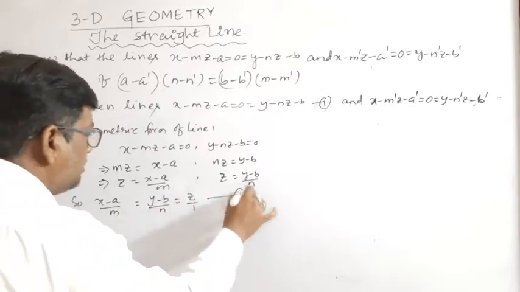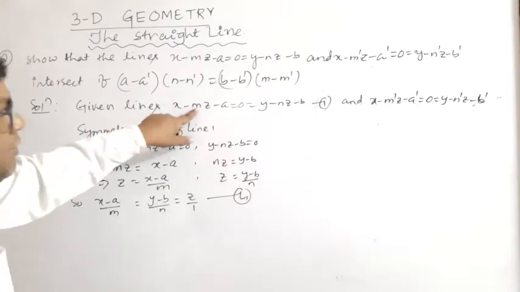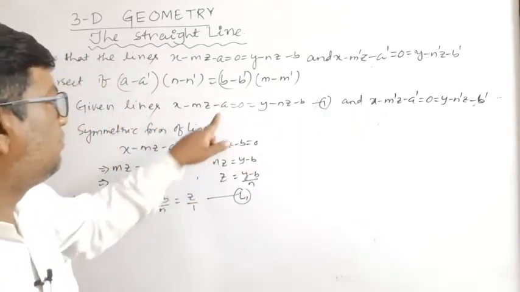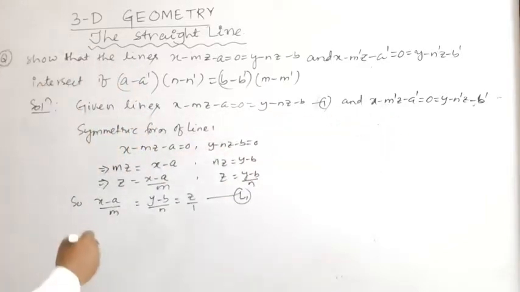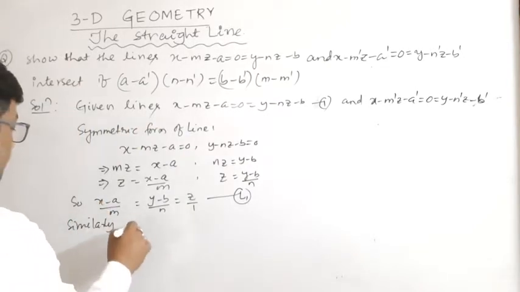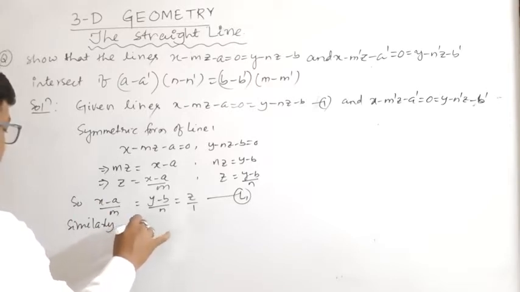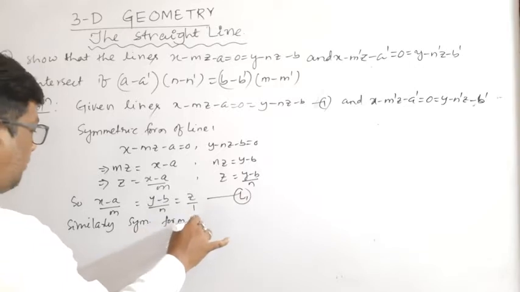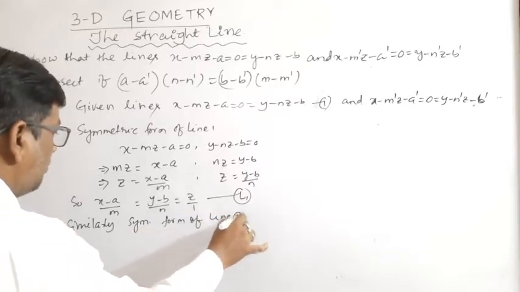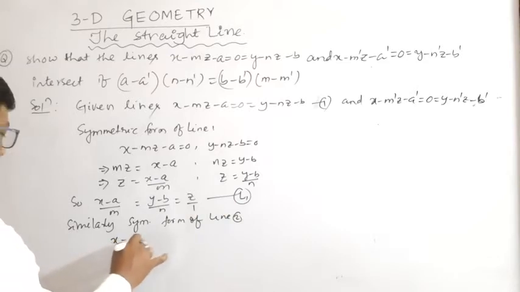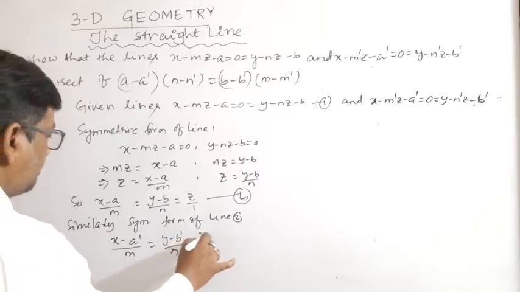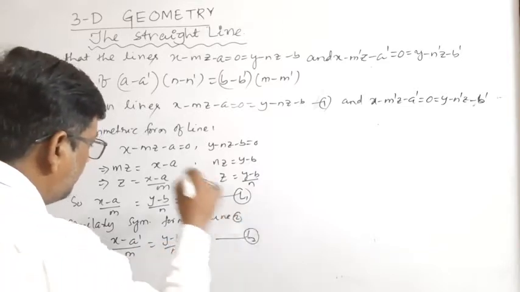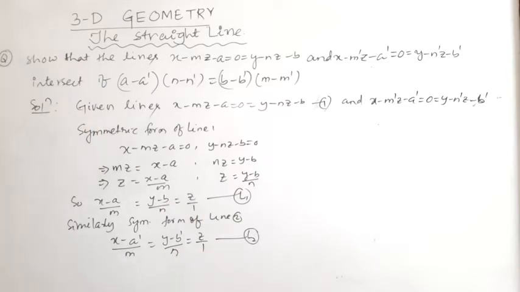This is line 1. Similarly, in place of m here m dash, in place of a here a dash, in place of n here n dash. Similarly, for symmetric form of line 2, that is x minus a dash by m dash, y minus b dash by n dash is equal to z by 1. This is line 2. Now, we have to prove two lines are what?